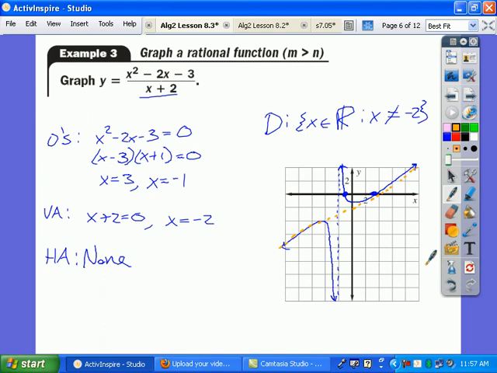Okay, so here are two problems to kind of finish off the lesson. If you would work on these two problems, if you're at home, pause the video, and then I'll walk through. All right, thanks.